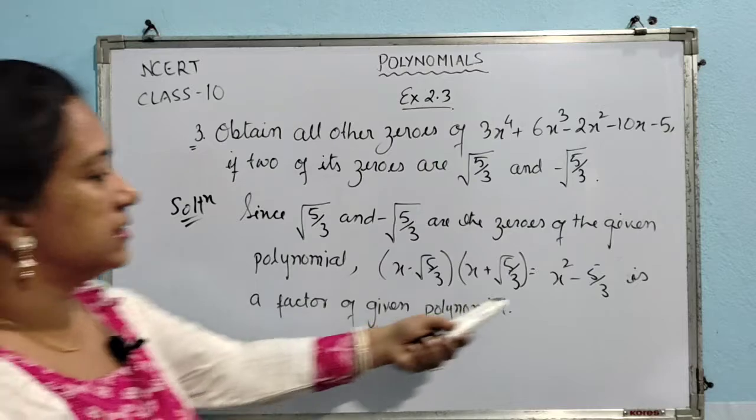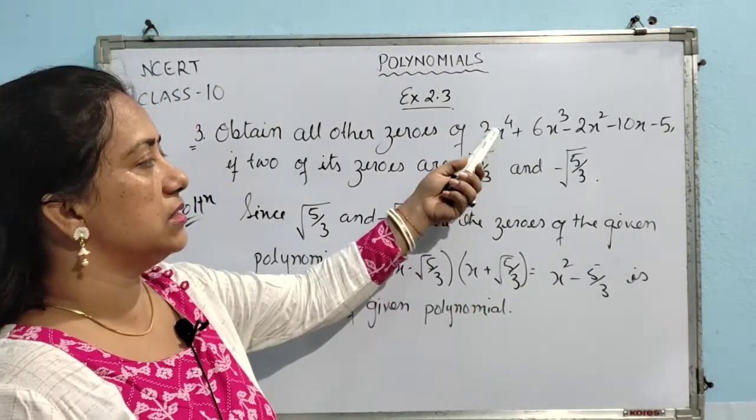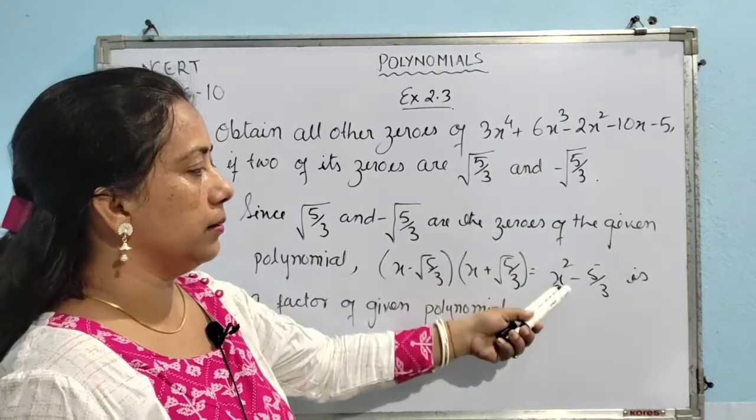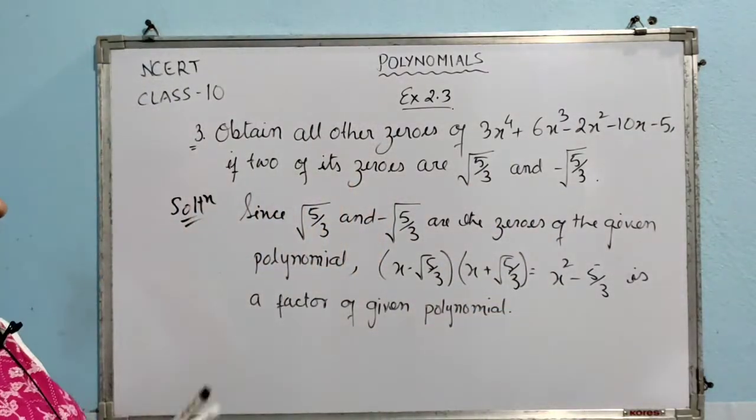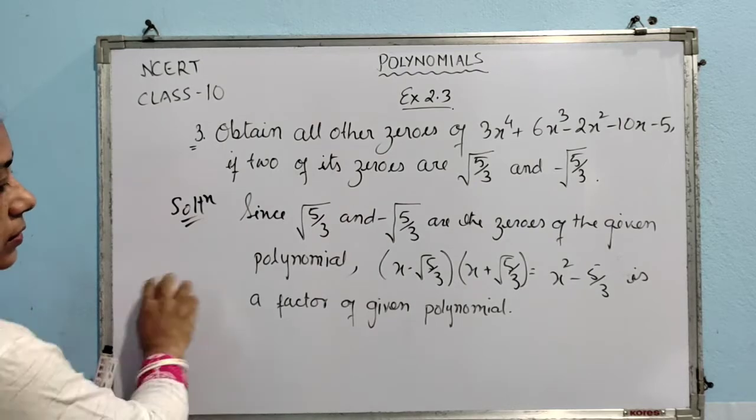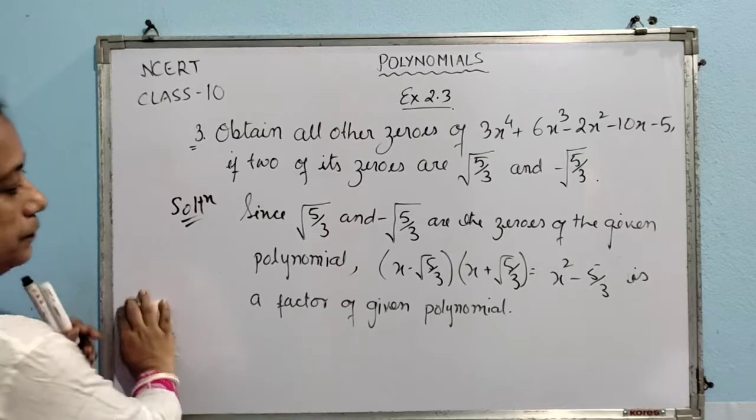Once we get that this is a factor, in order to get the other factors, what can we do? We can just divide this polynomial by this. After writing this one, you can just pause the video and write up to this one.